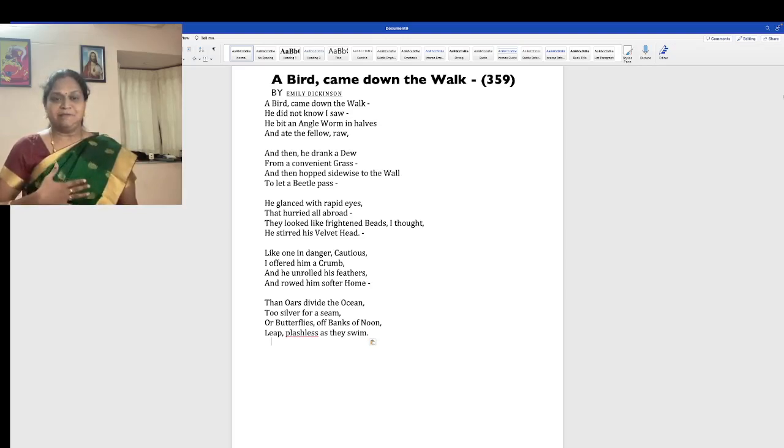Clear? After being filled with the worm, it now wants to quench its thirst. So where does it go? It just approaches a handy blade of grass, or rather the poet uses a particular word, convenient grass. So I say handy grass. So the bird goes to the handy blade of grass, upon which there's a dew, and from that it just drinks the dew. How refreshing it must have been after that full meal, no?